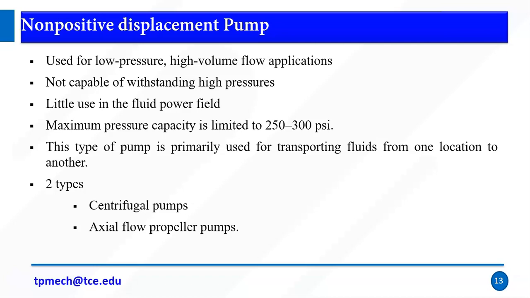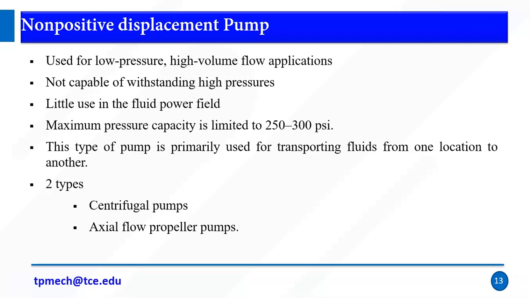This type of pump is primarily used for transporting fluid from one location to another location. One example is the centrifugal pump. We have two types: centrifugal pumps and axial flow propeller pumps. So non-positive displacement pumps are generally used for low pressure and are not used widely, right?